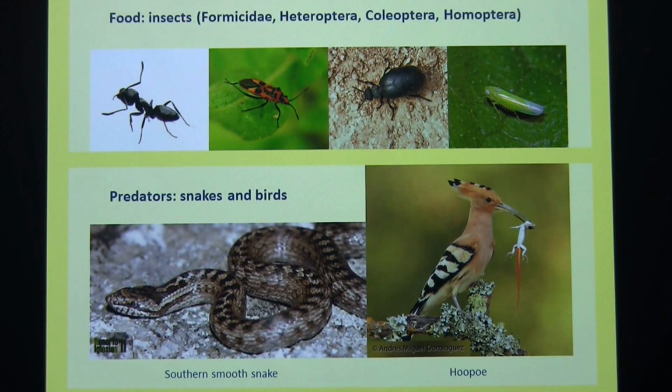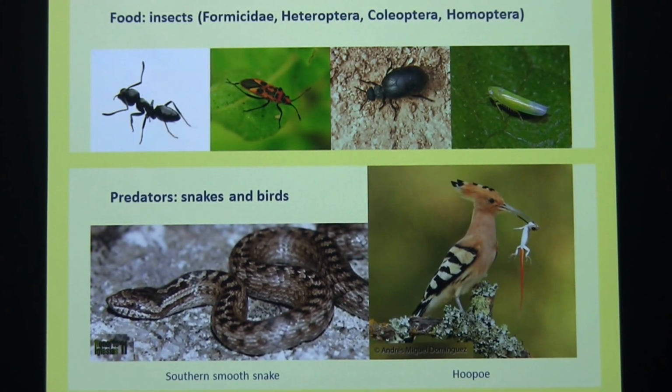Spiny-footed lizards feed mainly on insects, for example ants, beetles or true bugs. But they can eat many other small invertebrates, for example spiders, and sometimes they can eat plant material. Their main predators are snakes, for example the southern smooth snake, and birds, for example kestrels or shrikes. And even hoopoes can sometimes catch one of these lizards.